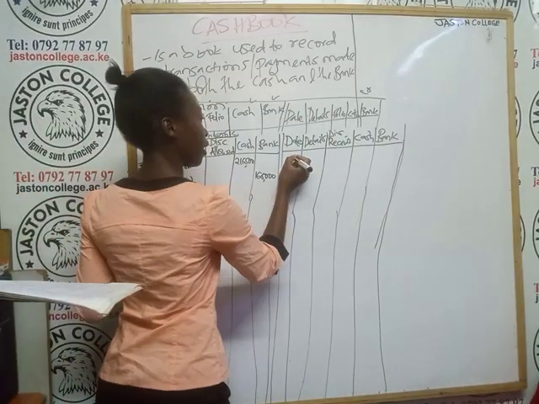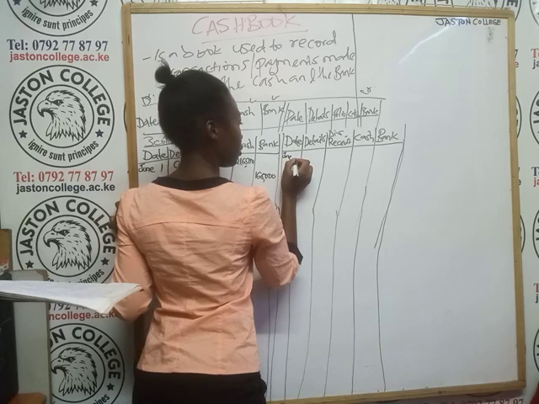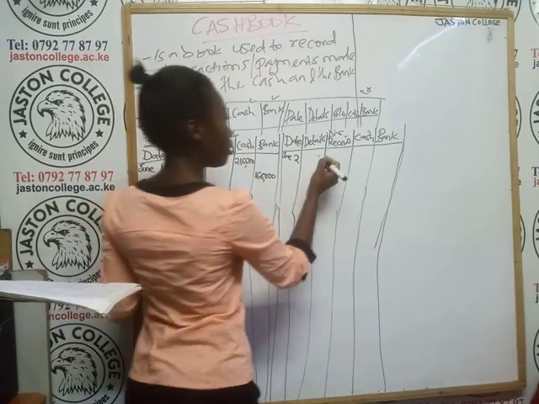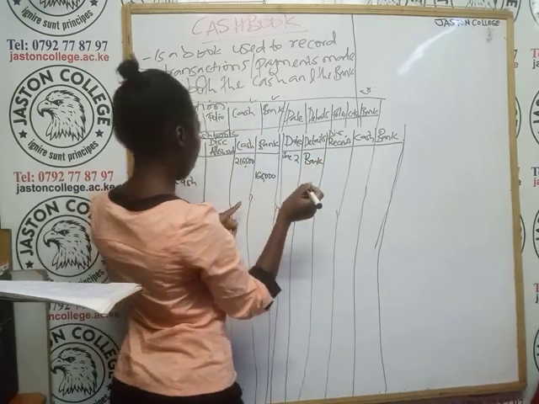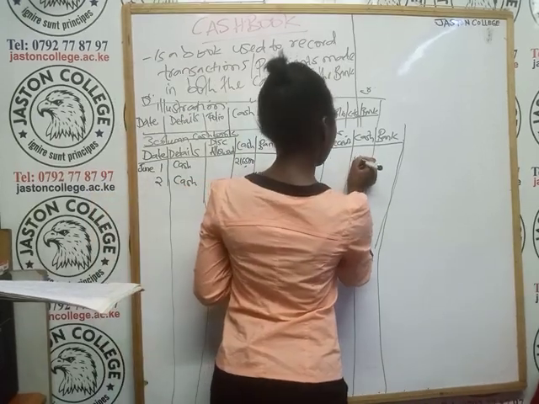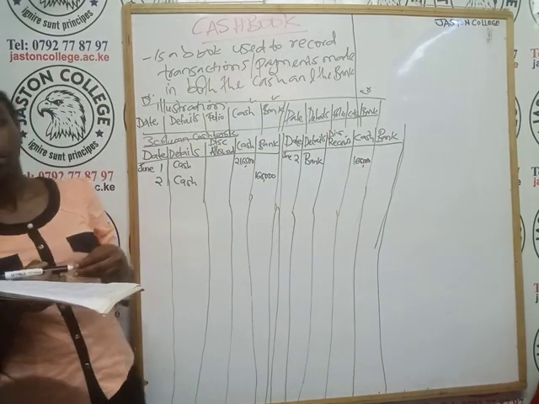So on 2nd June, he deposited, because of the bank, cash reduced with 168,000.